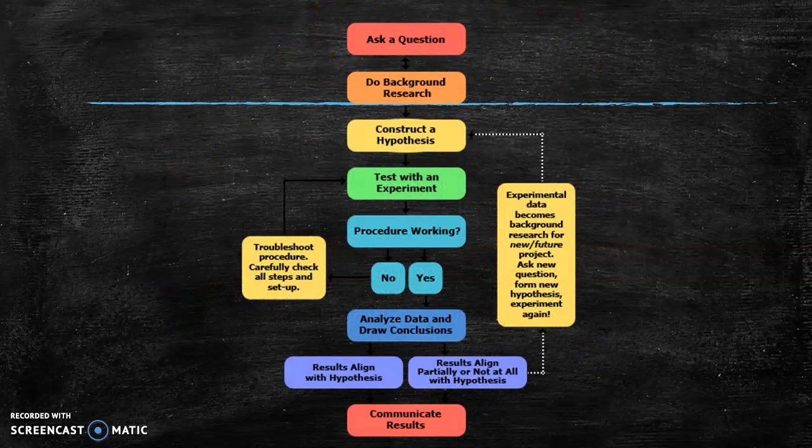Now, this is a quick chart that we can use to summarize what we have learned. We ask a question, we do background research, we create a hypothesis, which is an educated guess, then we test it with an experiment, and we see, oh, is it working? If it's working, then we go ahead and analyze data and draw conclusions. And then we see if it is the same as the hypothesis, if the hypothesis came true or not. If it does come true, then we go ahead and communicate results. If it does not come true, we go back here and construct a new hypothesis.